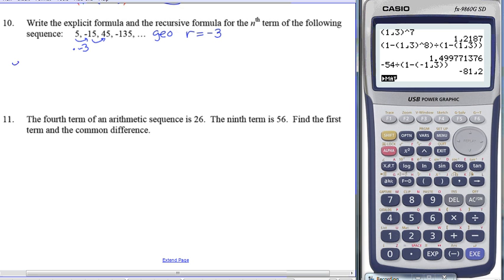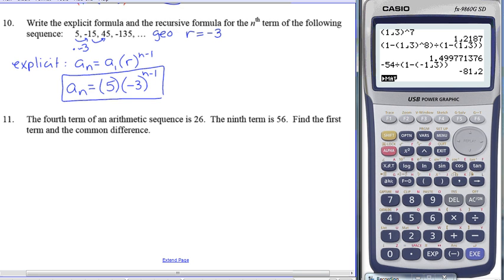If I'm going to do an explicit formula, I have a sub n is a sub 1 times r to the n minus 1. So for me, my first term was 5. My common ratio is -3, and I have to leave that n minus 1 in there. I cannot simplify this by multiplying the 5 and the -3 because order of operations says I'd have to do the exponents first. So I'm just going to leave it like that.